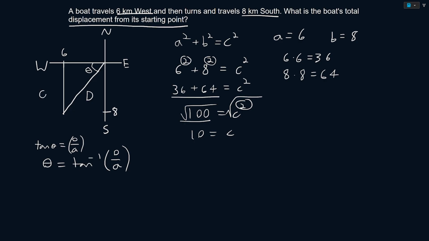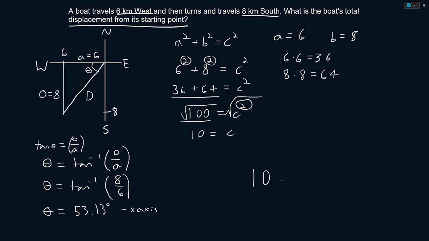Our opposite leg is equal to our travel south of 8 kilometers, and our adjacent leg is equal to our travel west of 6 kilometers. Plugging in, we get that theta is equal to the tangent inverse of 8 over 6. And plugging into the calculator, we get that theta is equal to 53.13 degrees. And this will be from the negative x-axis. The final answer for the boat's total displacement is that it has a magnitude of 10 kilometers and is 53.13 degrees from the negative x-axis.